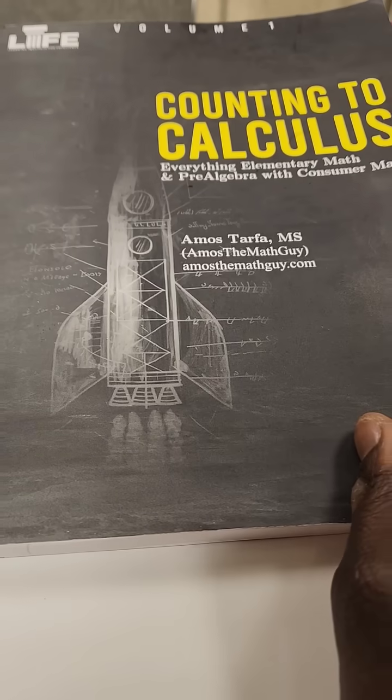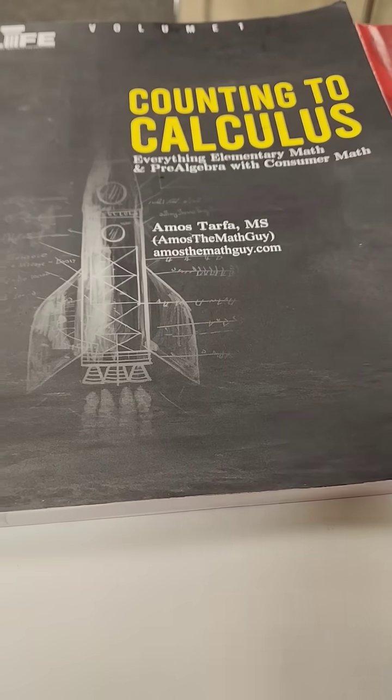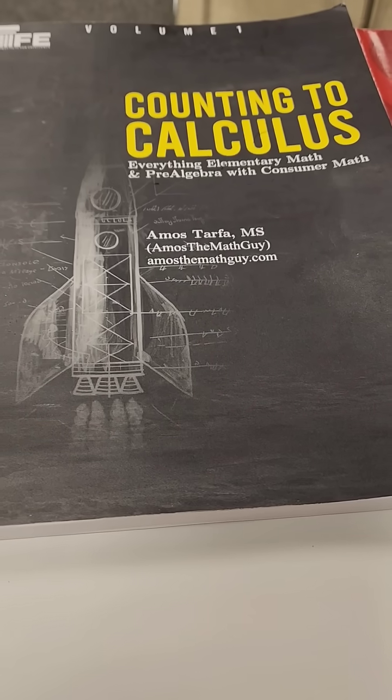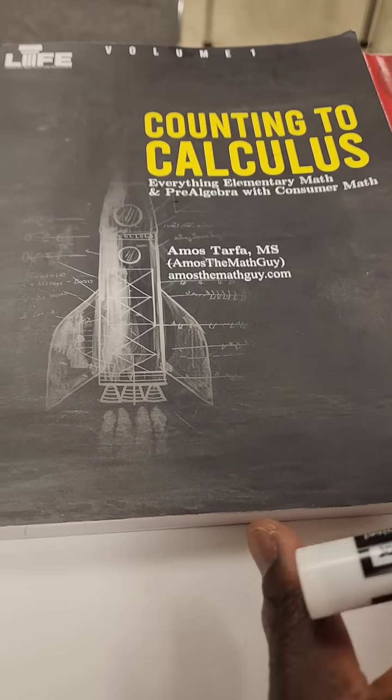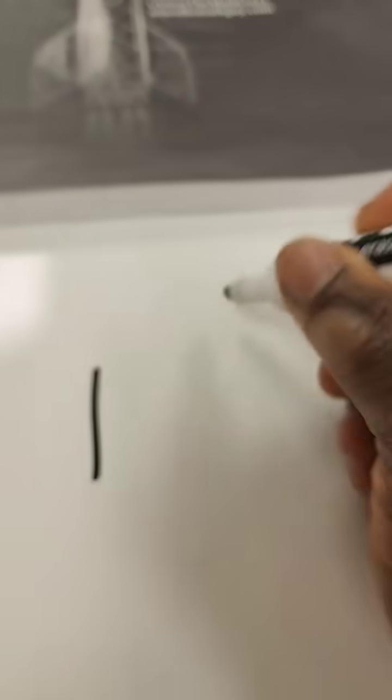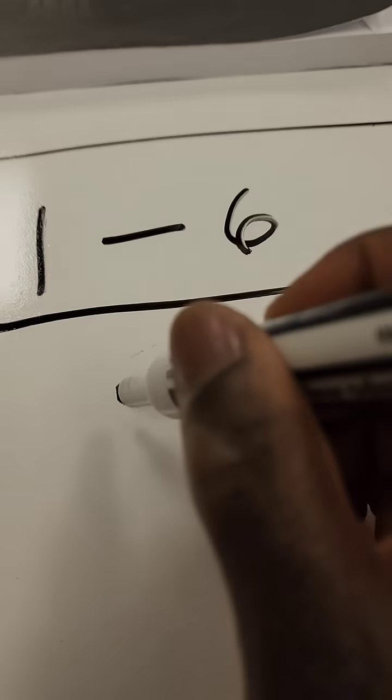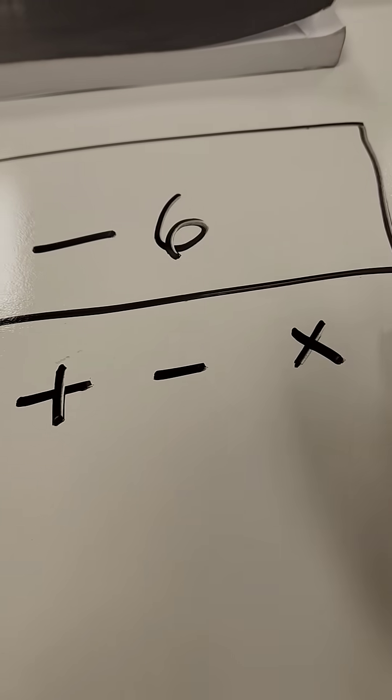We're going through the workbook that I have here, my volume 1 workbook called Everything Elementary Math and Pre-Algebra with Consumer Math. All countries of the world, when students are in first grade all the way till about sixth grade, they're learning the same set of principles for the most part. You're dealing with addition, subtraction, multiplication, and division.